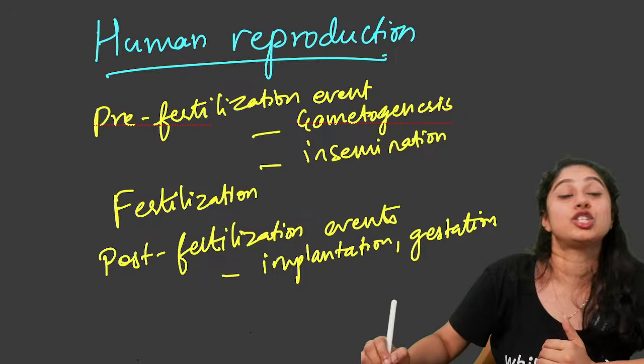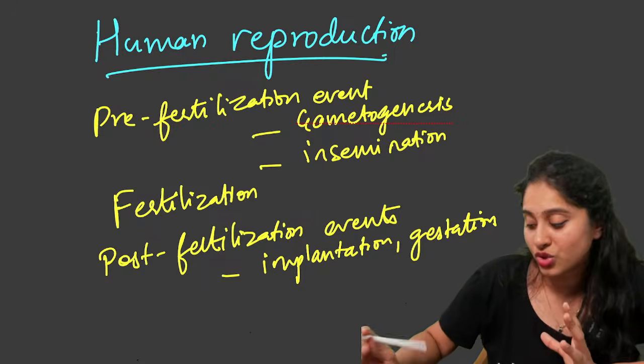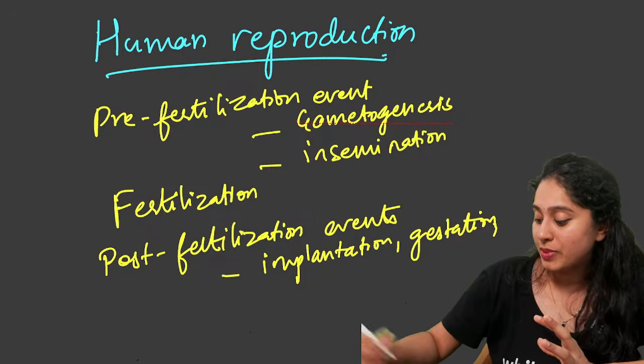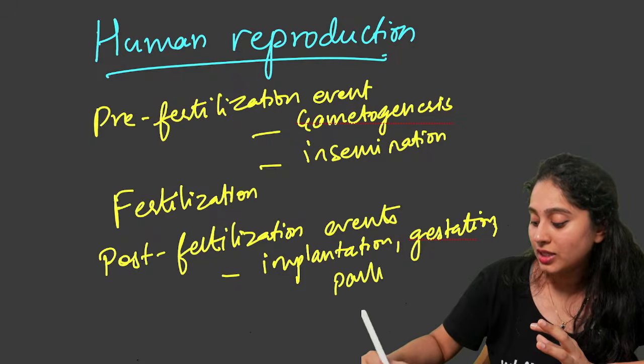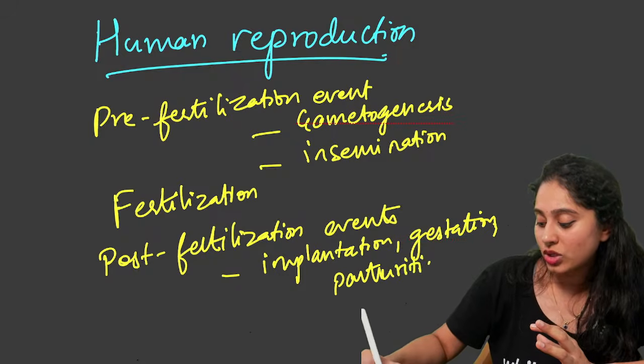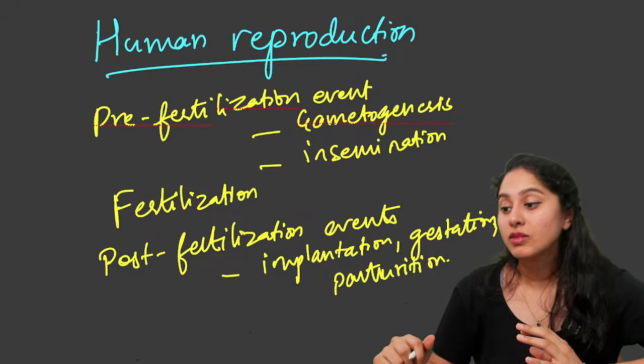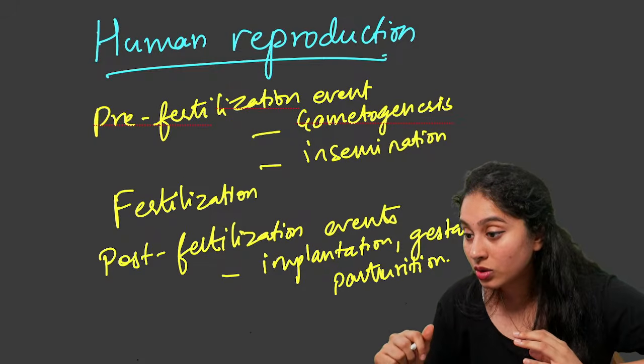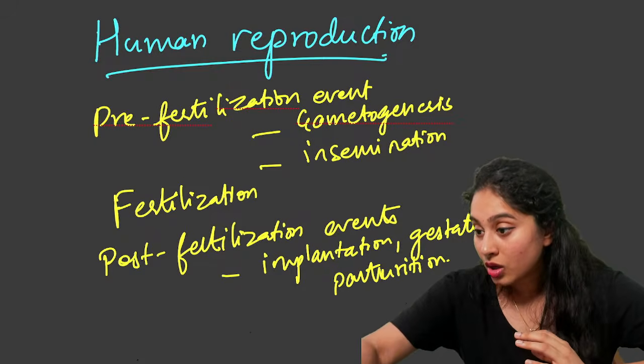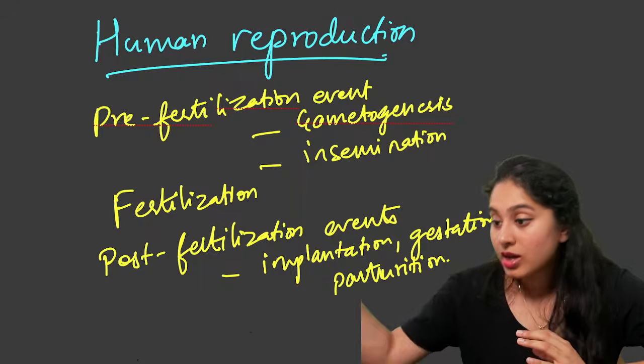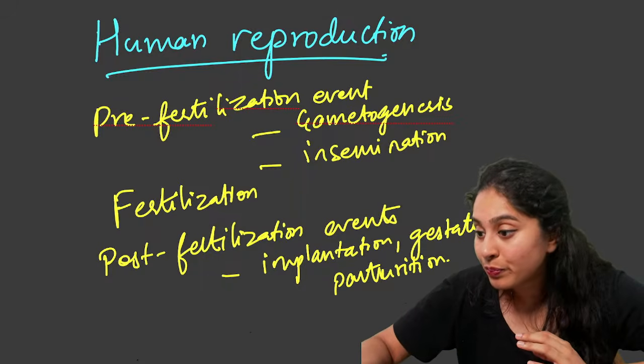The post-fertilization events include implantation, gestation and parturition. What is implantation? Attaching to the mother's uterus. Gestation is the entire pregnancy, and then childbirth is what we call parturition. Is that clear to all of you, everyone?